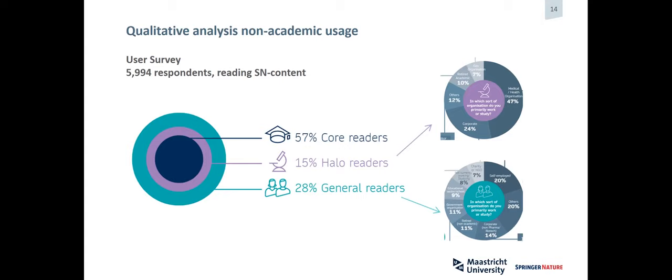The largest group is evidently the core readers, and that are the scientists. And there are two non-academic groups, what we call the halo users, that are readers with professional interest, but are not conducting research themselves. Diving into that group some deeper, for half of them, it's people who are working or active in the medical and health organizations. Some of them are also in the policy organizations, retired academics as well. So it's quite a mixture of professionals that are in this group. And the last group are the general readers who have mainly personal interests.